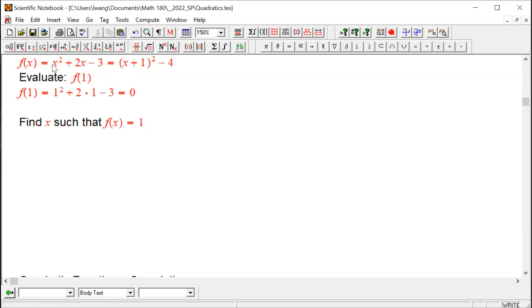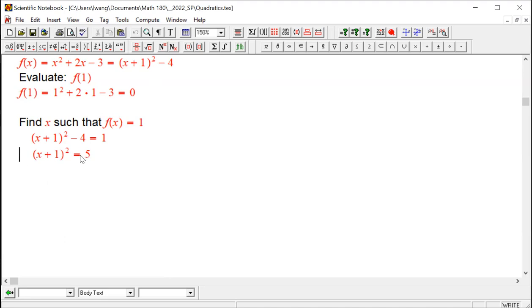For the second question, you can use this one. You can set up this expression equal to 1, because f of x equals 1, but you can also use this one, because they're the same. You can use either one. I will show you the advantage of using the second one that we worked so hard to get. The second one gives x plus 1 squared equals 5.